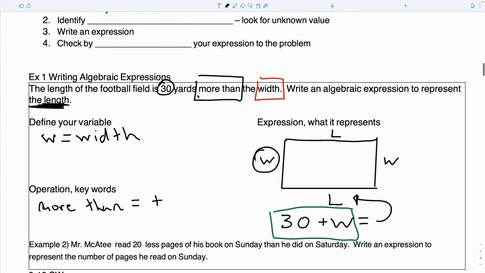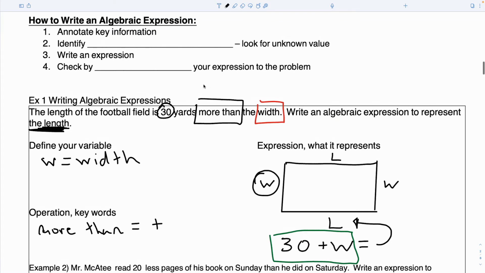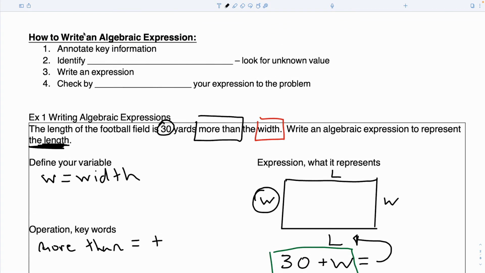Awesome. We're going to go back to that. If we have any more to fill in, Jameson, we'll get to you and you can pull those back out of your pocket, okay? Here's your steps. One, you annotate key information. I circled and boxed, found my variable. Then I identified the missing variable. I don't know what the width is. There's your missing variable. It is the width.